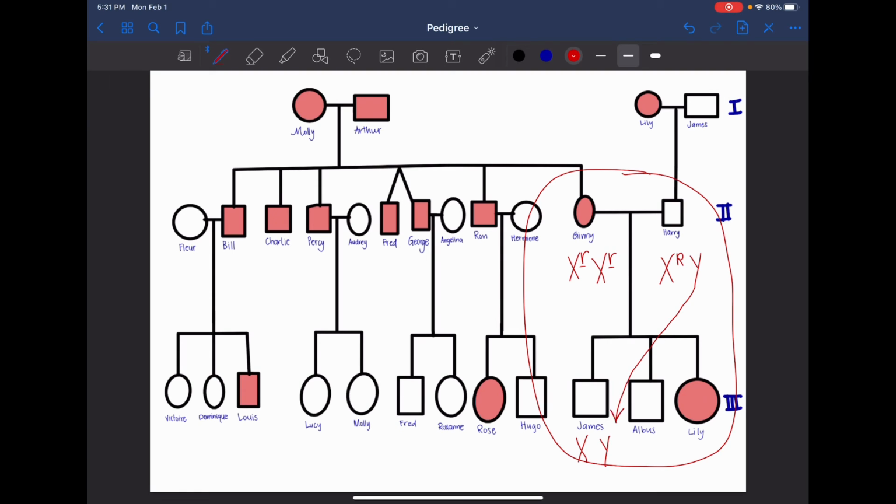Harry gives him a Y. She only has a little R to give, but we said that this was X-linked recessive, so he should be affected. He's not in this case. So this signifies that it is not X-linked recessive.